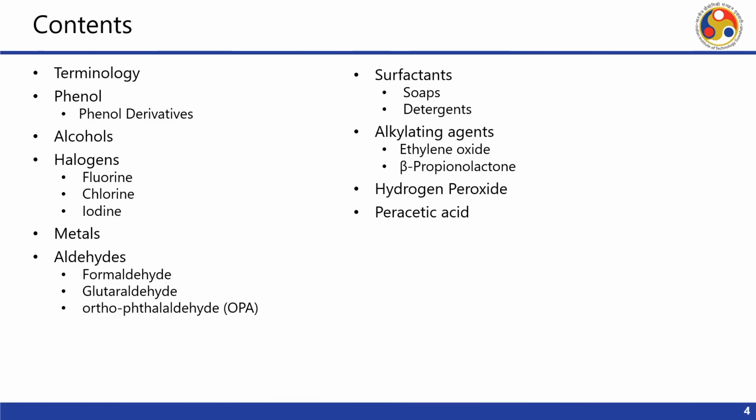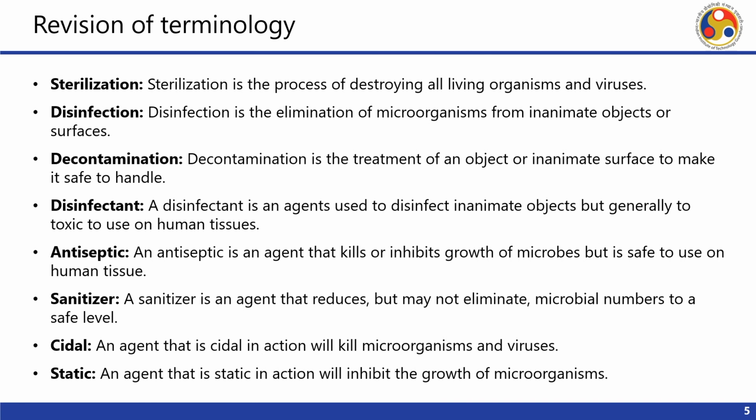In this lecture, briefly we will be discussing some of the terminologies we learned in the last lecture and the various chemical agents which we have already briefed in the table earlier. Let us briefly have a recap of the terminology that we learned in the last class. Sterilization is the process of destroying all living microorganisms and viruses. Disinfection is the elimination of microorganisms from inanimate objects or surfaces. Decontamination is the treatment of an object or inanimate surface to make it safe to handle.